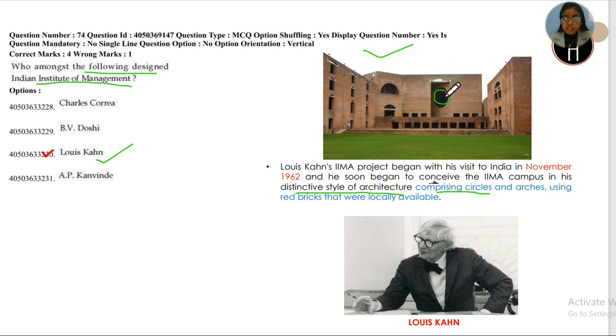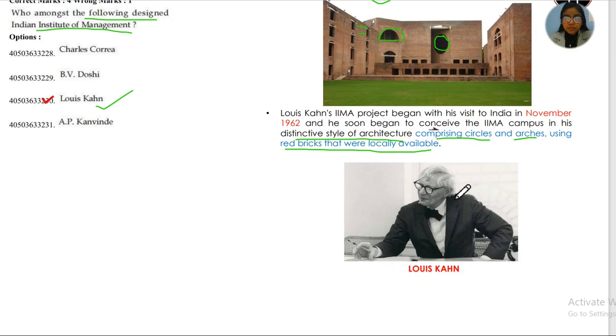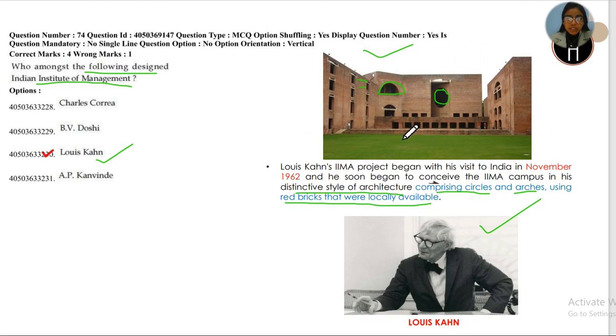Here you can see the circles, arches. Also, he has used red brick that was locally available. The whole building is made of red brick, and the design features are arches, circles, rectangles, squares. These types of shapes you will get to see in his buildings. And the architect is Louis Kahn. This is the photo of Louis Kahn. Please remember the name of the architect with his photo and his famous work.